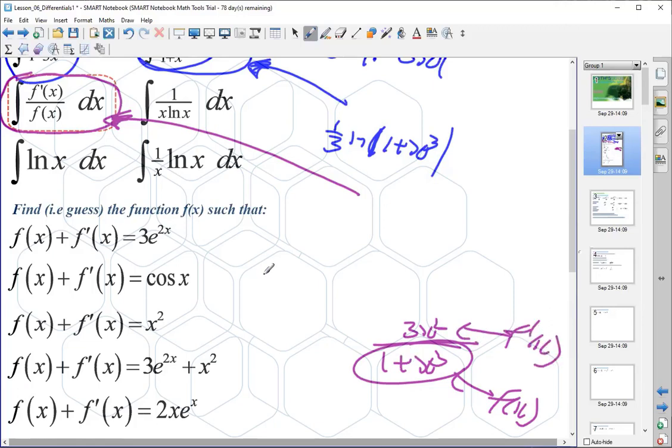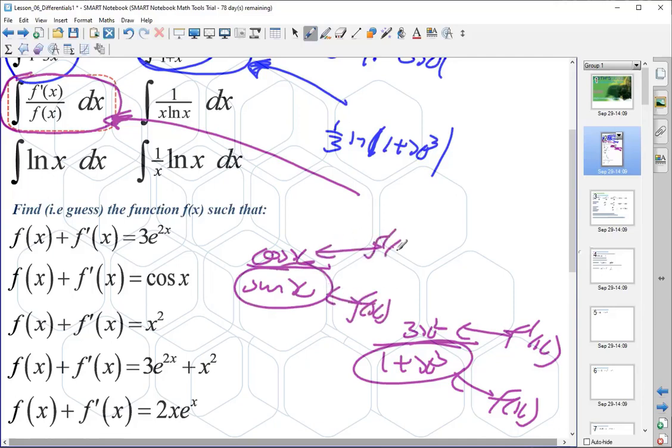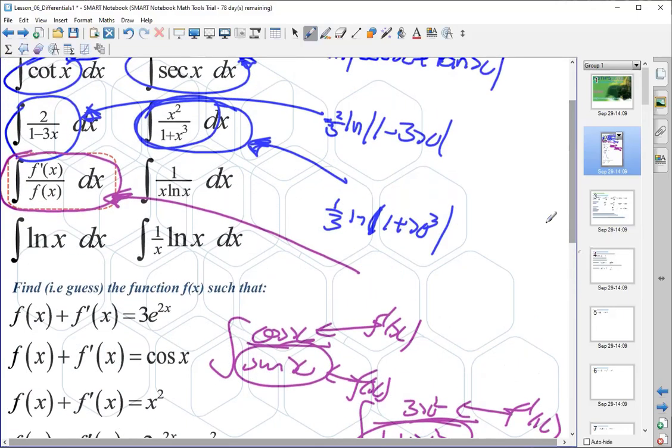I'll give you another example. If we had cos x over sine x, then if that was f x, then that would be f dash of x. Differential of sine x is cos x. Differential of 1 plus x cubed is 3x squared. What's the integral of this? What's the integral of this? And therefore, by deduction, what is the integral of this?